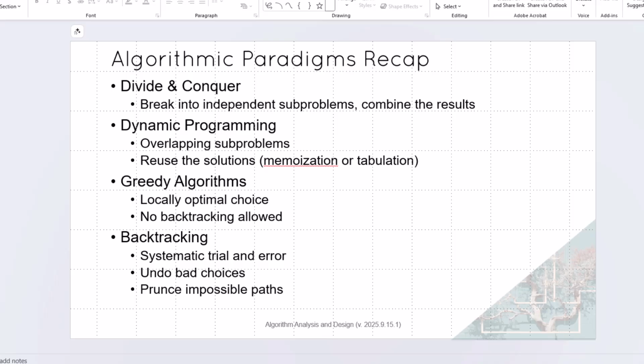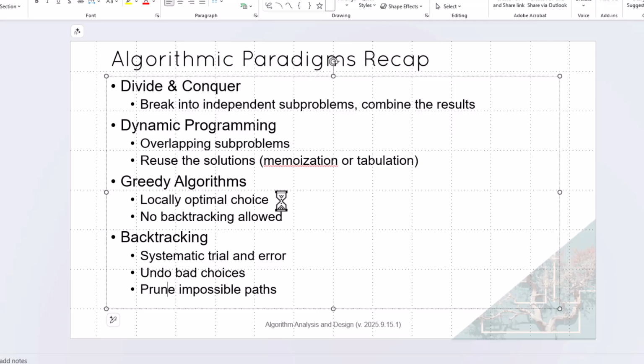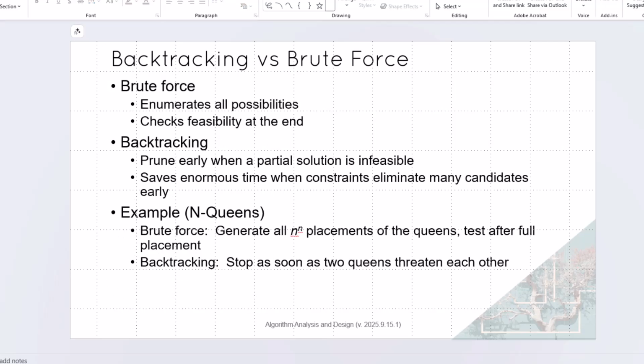Okay. So greedy algorithms, we look for the locally optimal choice, and no backtracking is used in those types of algorithms. And now that we're at backtracking, we can think of it again as systematic trial and error, undo bad choices, and prune impossible paths. All right. Okay, so backtracking versus brute force.